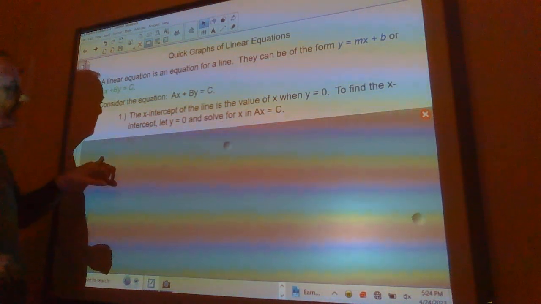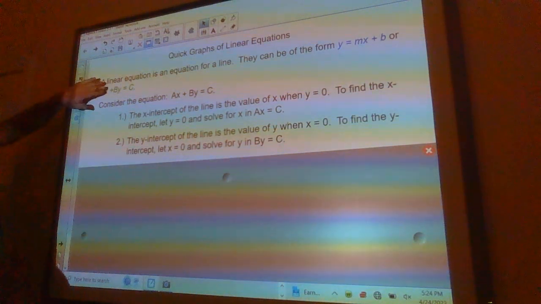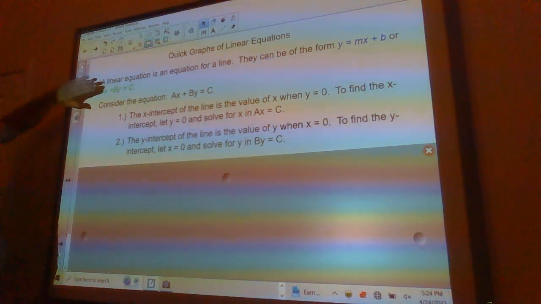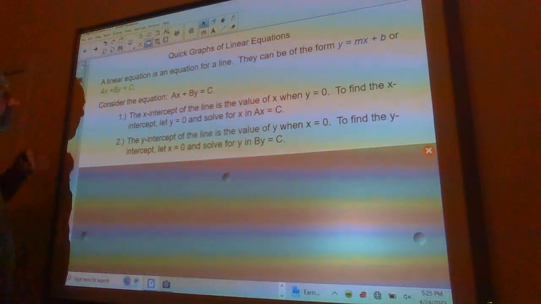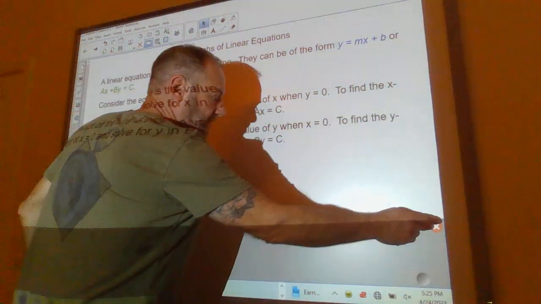Then your y-intercept is exactly the opposite. You plug the 0 in for the x. 0 times a is 0, so you get by equals c. You divide both sides by b, and you get y equals c over b. So there are your intercepts.